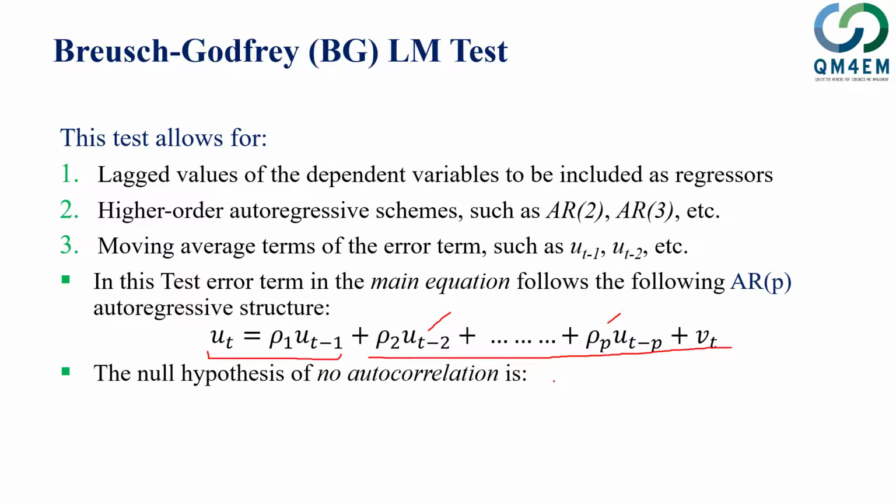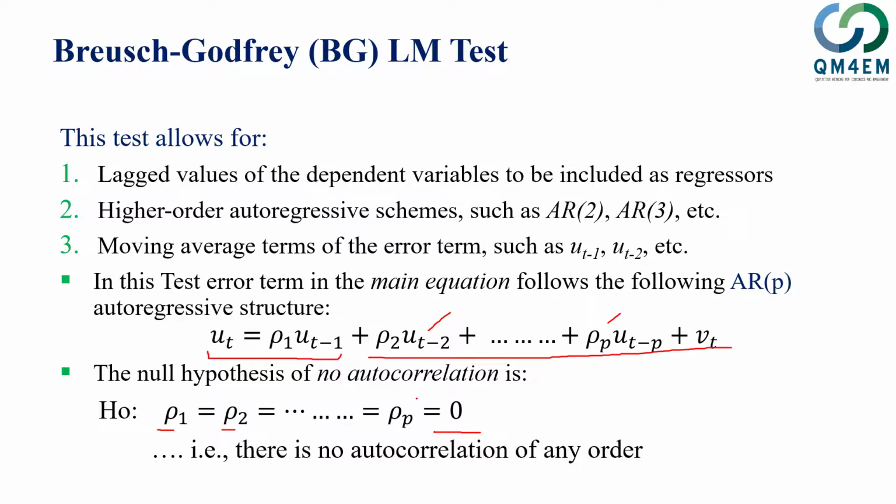The null hypothesis is that the autocorrelation coefficients are all collectively equal to 0, or in other words, there is no autocorrelation of order P, against the alternative hypothesis that there is. So that's the null hypothesis, and we do check that. And then the BG test involves the following steps when we have to apply it.